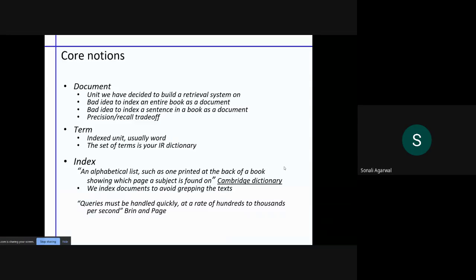Then there is another term that is known as term. Terms are basically referred to as words. Then we have the indexing mechanism. We are already aware that all dictionaries follow a certain indexing mechanism, and the purpose of using indexing is to make search operations fast.